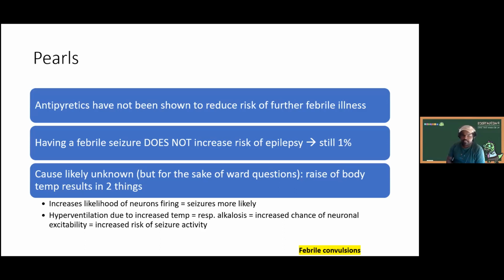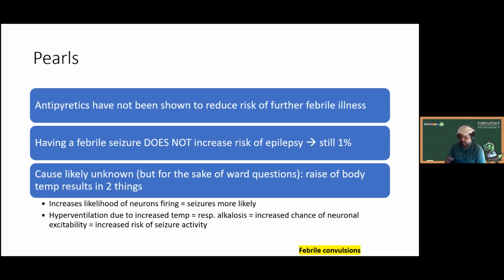The main thing here is two things, I guess, to tell parents. First of all, antipyretics like paracetamol don't really show any difference in reducing the risk of having further febrile illness. And having a simple febrile seizure doesn't increase your risk of getting epilepsy. It's still 1%, which is the same as the normal population.